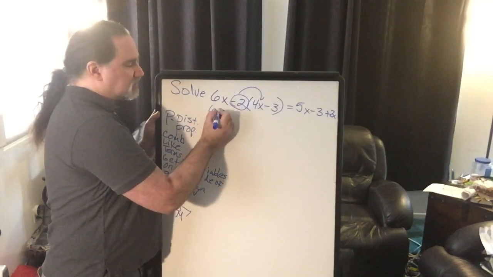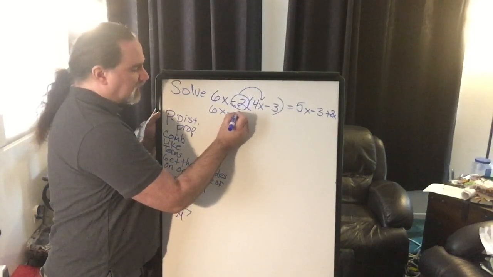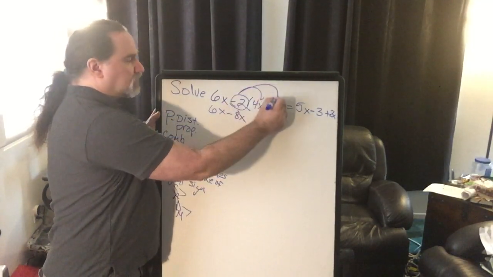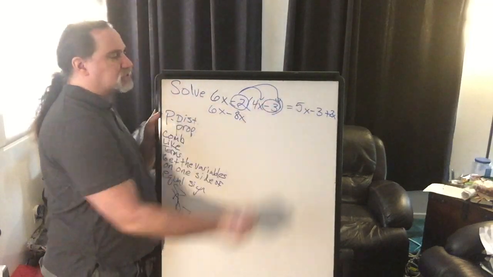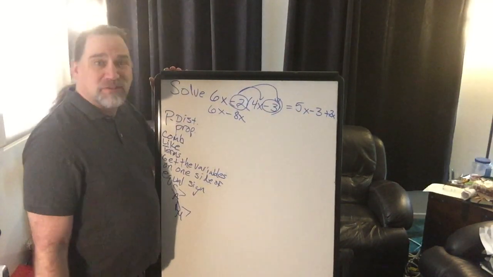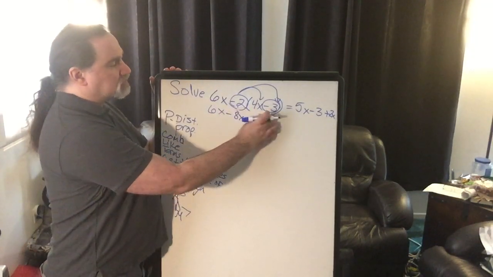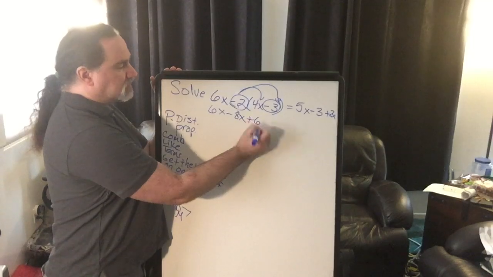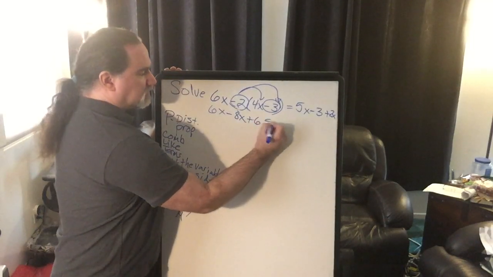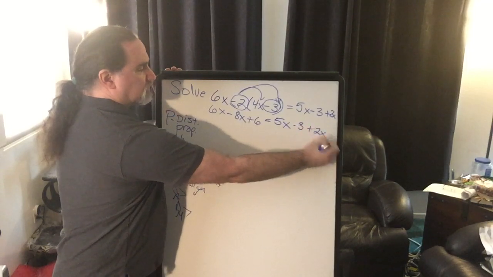So the 6x is the same. We have -2 times 4x is -8x. Again, I draw that arrow and I circle the sign with the number. Okay, these are two good strategies for guaranteeing correct answers. Okay, -2 times -3 is +6. Again, equals 5x minus 3 plus 2x.